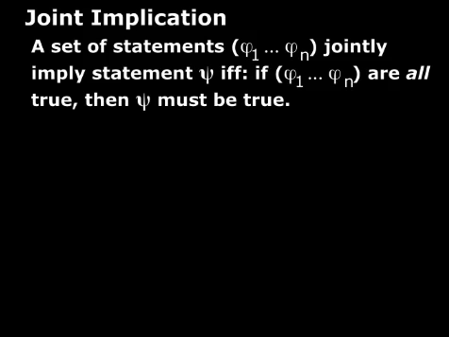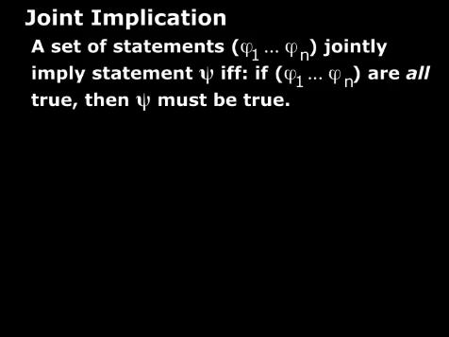Why? Well, first off, we're going to call it joint implication. And remember that implication is an asymmetric relationship. In the case of 2 statements, we could either have statement 1 implying statement 2 or 2 implying 1. When we get to a larger set of statements, the question is, what does it mean for it to be asymmetric? Well, here's what it means. We're going to assess implication with a set in the following way.